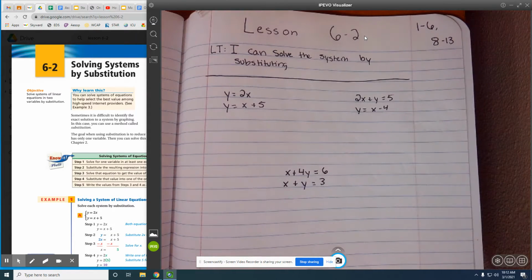Hey, algebra, lesson 6-2. Going to be doing problems 1 through 6, 8 through 13. Learning target: I can solve the system by substituting. This is my favorite thing to do with solving systems of equations. We're learning a whole bunch of different methods. The last one in 6-1 was graphing. This one is substitution. This one always made the most sense to me. It might not make the most sense to you, but let's see.